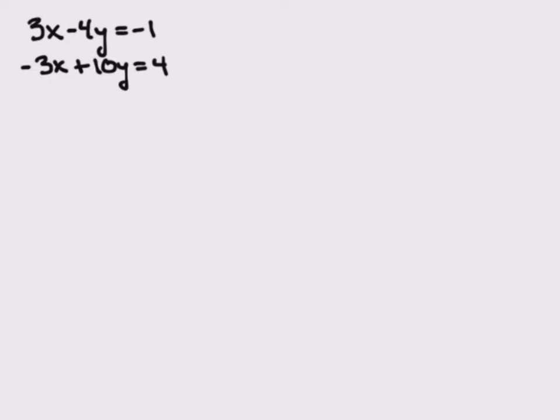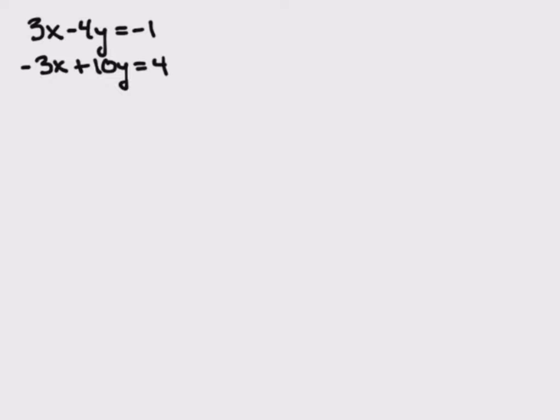Hey guys, and welcome to this video on solving systems of equations using linear combinations, also known as the elimination method. So let's get right to it. Alright, consider the system of equations 3x minus 4y equals negative 1 and negative 3x plus 10y equals 4.